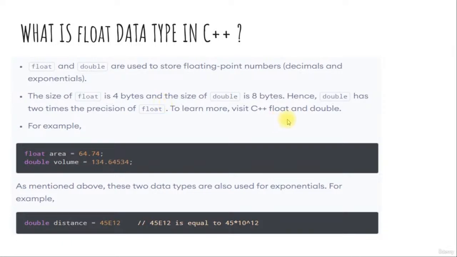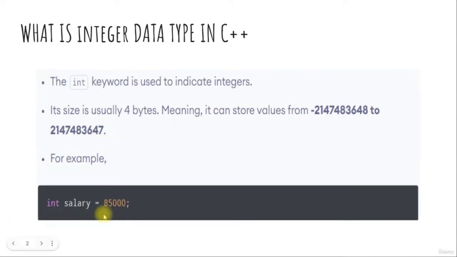Into your float. Now here we have some syntactical examples. As we discussed in the previous slide, the syntax will be almost similar. Integer salary is equal to 85,000. So this is the data type, this is the variable name.